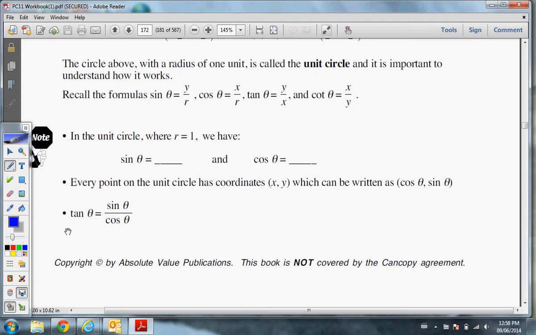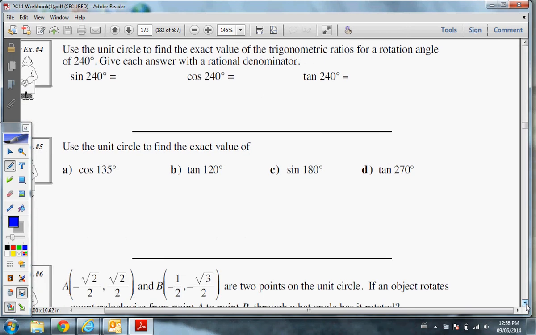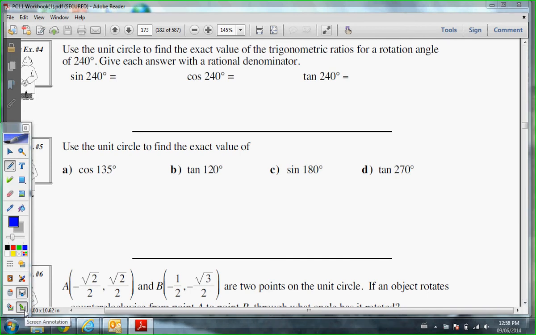All right, now we have a few examples and then we'll be done. So we're going through this quite a bit faster than last class. Here we go. Now we're going to be using our unit circle, not our calculator, to figure these out. Use the unit circle to find the exact value of the trigonometric ratios for a rotation angle of 240. Give your answer with a rational denominator, so don't have any radicals on the bottom.